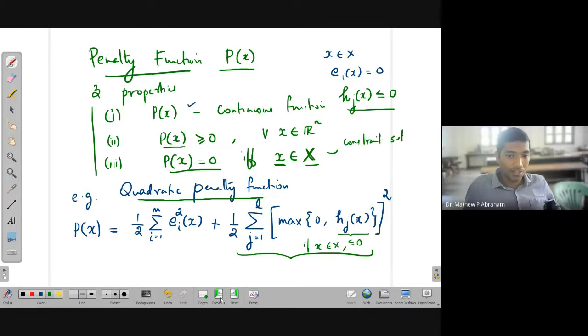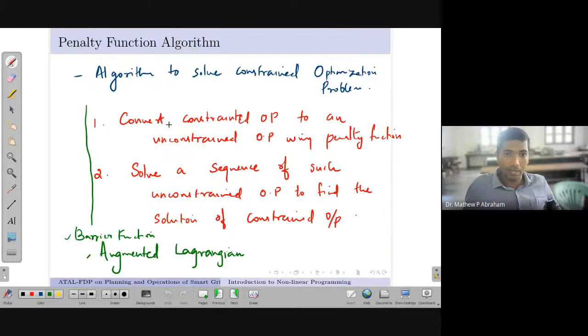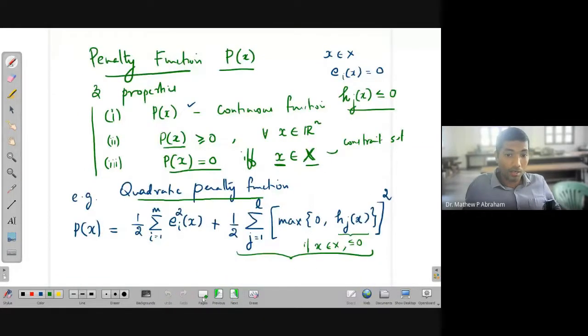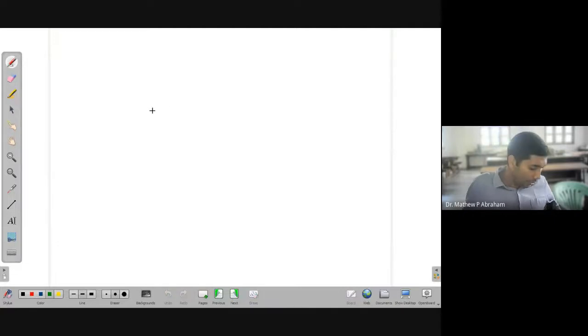Now, what is the unconstrained optimization problem? As I said, the constrained optimization problem needs to be converted into an unconstrained optimization problem using the penalty function p of x. P of x can be any penalty function. Here we consider the quadratic penalty function, and now we will need to solve the unconstrained optimization. So the unconstrained optimization problem is given by f of x, which is the objective function of the constrained optimization problem, plus a parameter ck times p of x. So p of x is the penalty function.